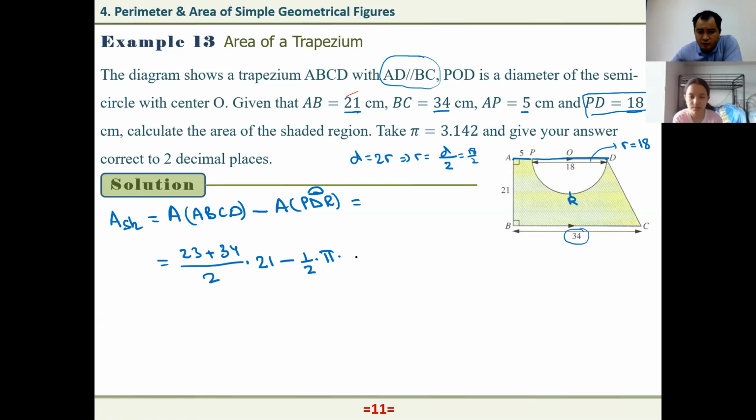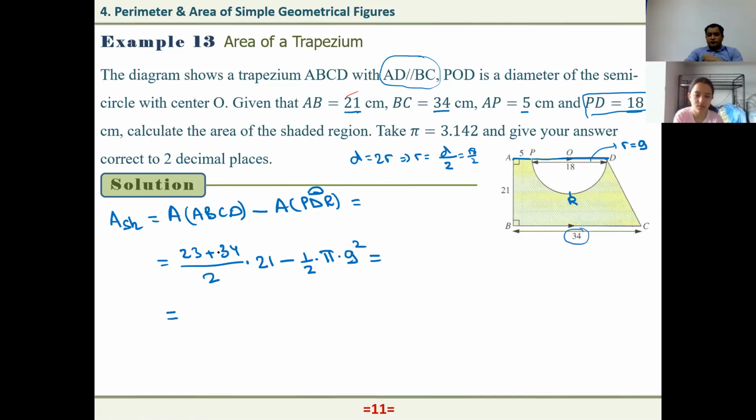So here we have, what is it? 18, not 18, 9. Because half of 18 is 9. It is 9 here. So here we have 9 squared. Right? So this gives us the area of the shaded region. So now the rest is just, we need to evaluate this.